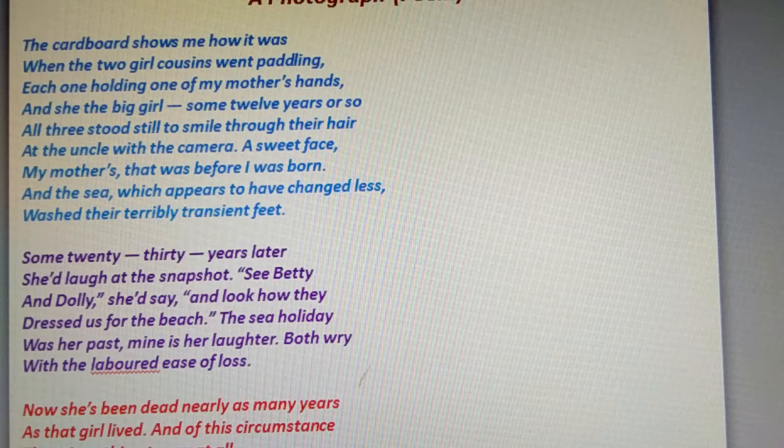Some 20-30 years later, she'd laugh at the snapshot. "See Betty and Dolly," she'd say, "and look how they dressed us for the beach." The sea holiday was her past, minus her laughter, both dry with the laborities of loss. Now she has been dead nearly as many years as that girl lived, and of this circumstance there is nothing to say at all. Its silence silences.